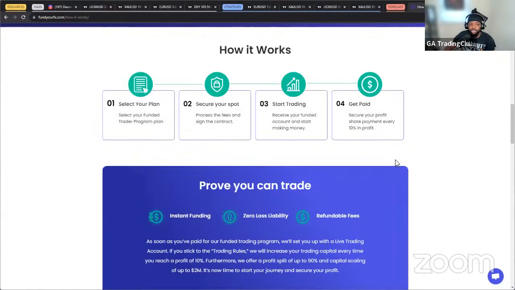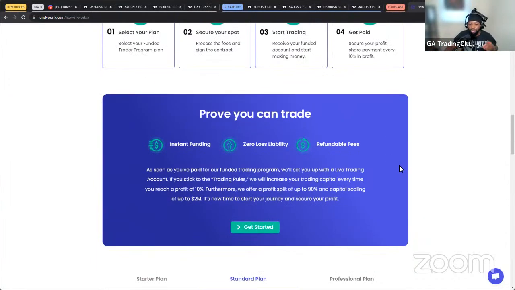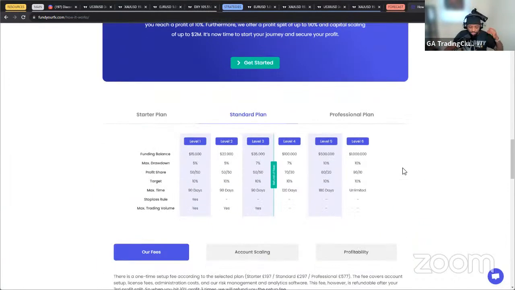Keep in mind, this doesn't take you to any challenge. So it's instant funding, but you can only withdraw when you reach the 10%. If you compare that with what MFF had, I know MFF had instant funding, but for the price you're paying for this, MFF would have given you like a 5K account.